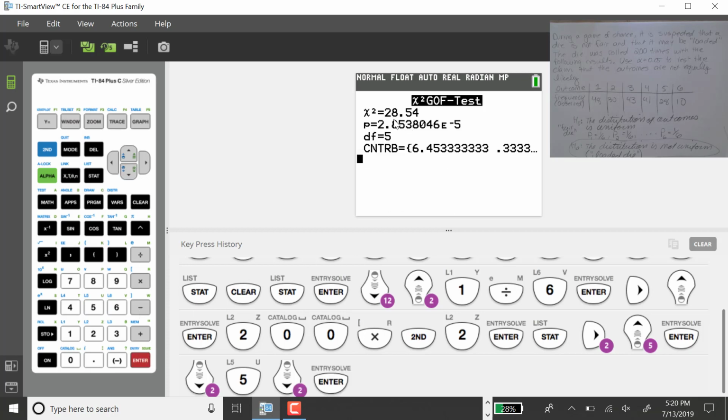The chi-square test statistic is 28.54, with a corresponding p-value of 2.85 times 10 to the negative 4th. That's a pretty small p-value, so we're going to be rejecting the null at all common levels of significance. So there is strong evidence to support the suspicion that this is not a fair die.